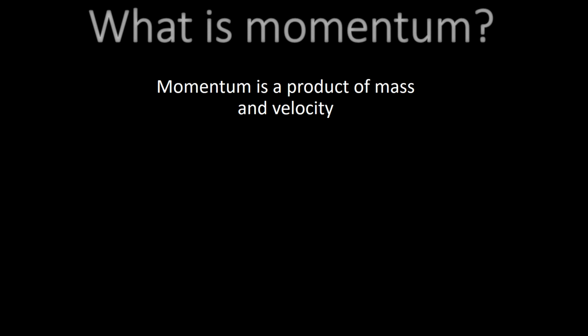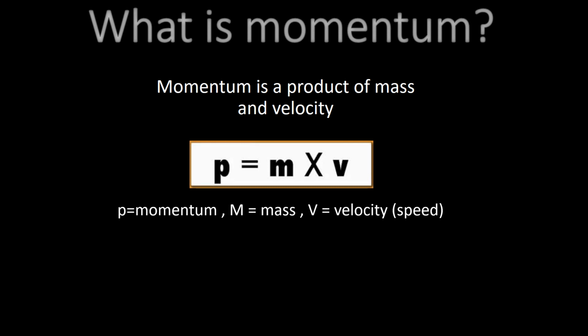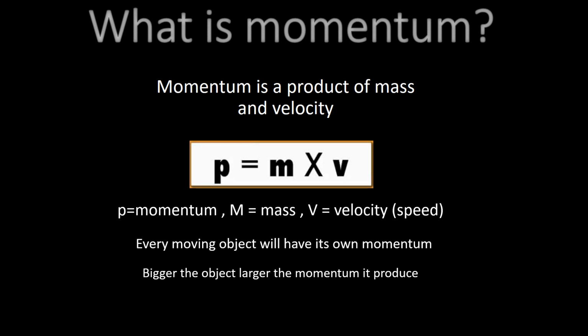What is momentum? Momentum is the product of mass and velocity. P equals m times v, where P equals momentum, m equals mass, v equals velocity. Every moving object will have its own momentum. The bigger the object, the larger the momentum it produces.